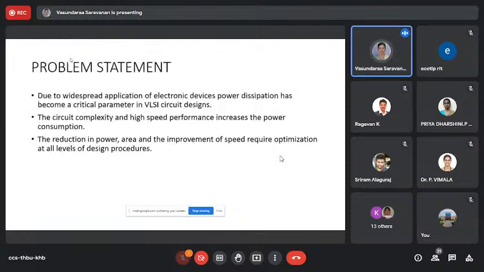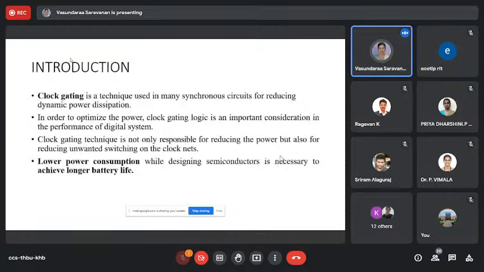Problem statement. Due to widespread application of electronic devices like mobile phones, laptops, etc., power dissipation has become a critical parameter in VLSI design circuits. The circuit complexity and high-speed performance increases the power consumption. Therefore, the reduction in power, area, and the improvement of speed require optimization at all levels of design procedures. To overcome all these problems, we are switching over to clock gating techniques.